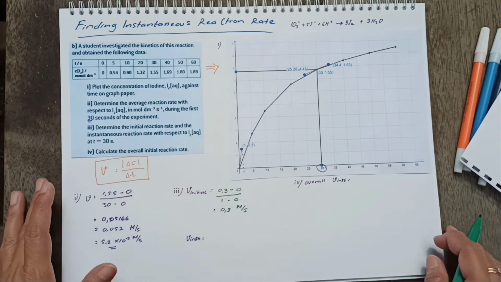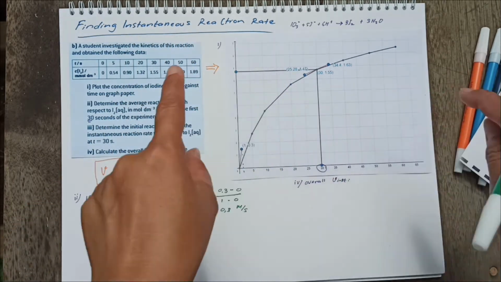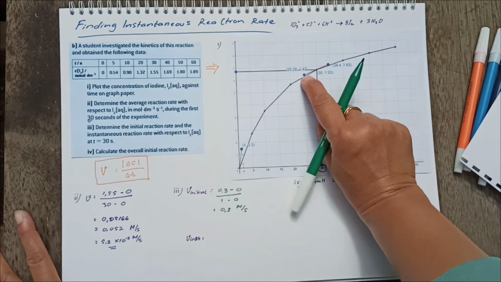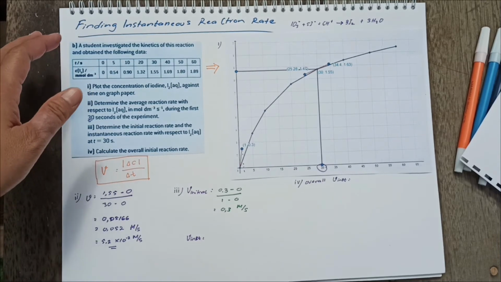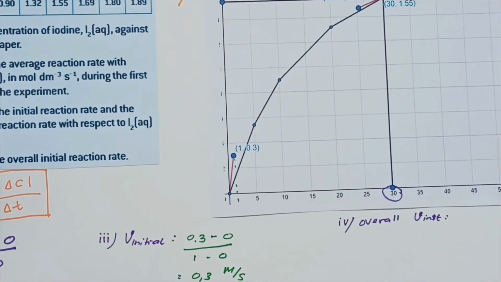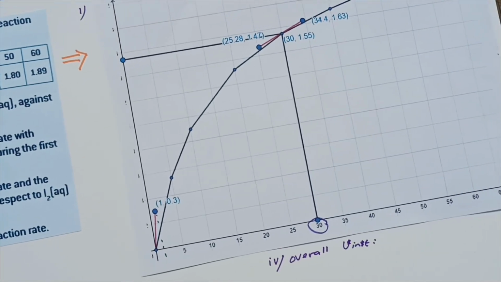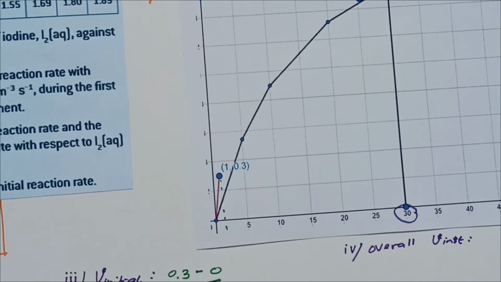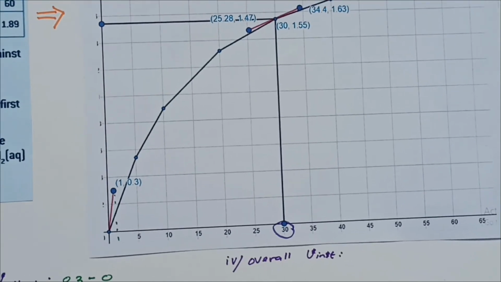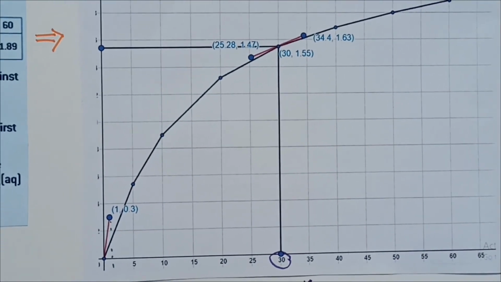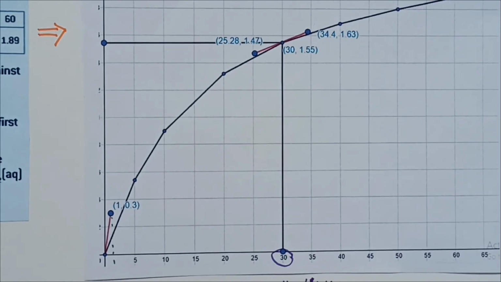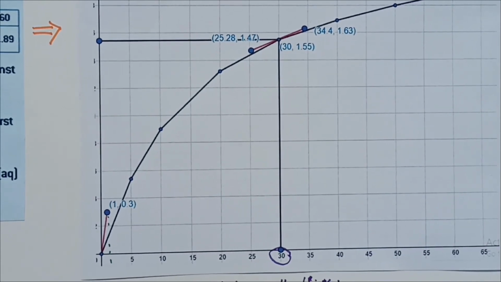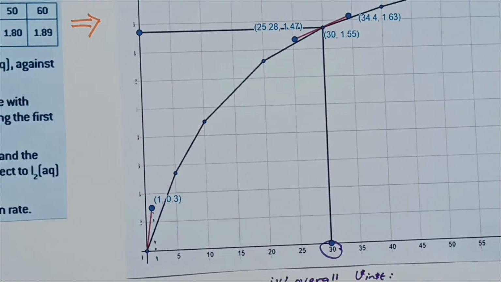Now, how about the instantaneous? I use this one. Then you need to create 2 dots. So this is the 30 second, and then this is my tangent. Okay, if I can zoom in a bit, and there you go. Here is the line. I will have to move this for a while. Okay, you can see the line there. So there are two dots, which are 25.28 and 1.47, and 34.4 and 1.63.